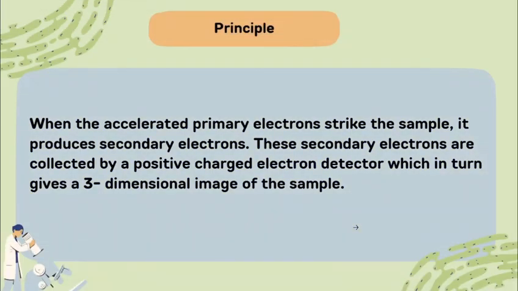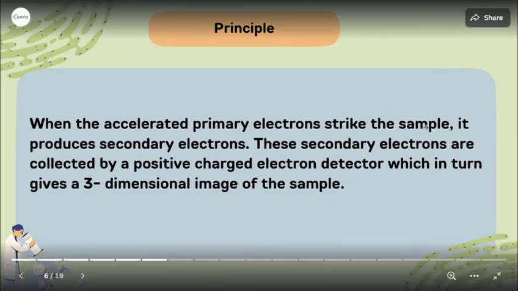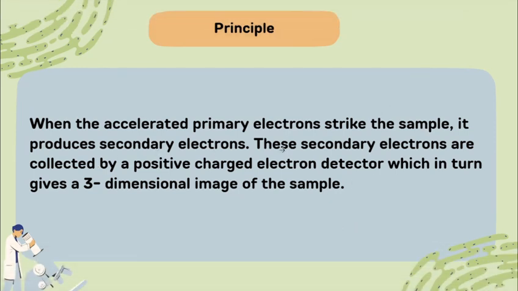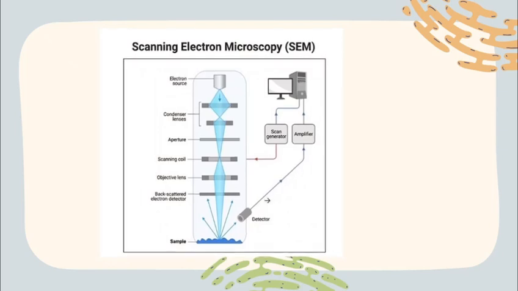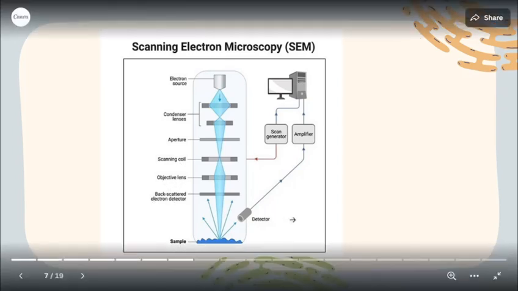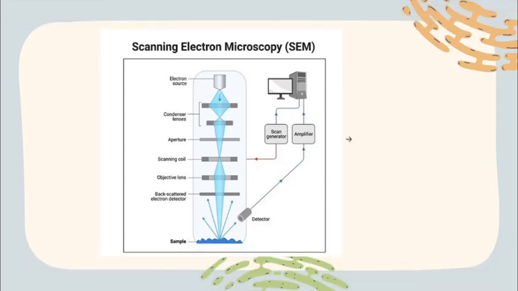Principle of SEM. When the accelerated primary electrons strike the sample, they generate secondary electrons. These secondary electrons are collected by a positively charged detector, which helps create a three-dimensional image of the sample surface. This is the image of the scanning electron microscope. First is the electron source, then the condenser lens, aperture, scanning coil, objective lens, backscattered electron detector, the sample, detector, scan generator and amplifier, which is connected with a computer.